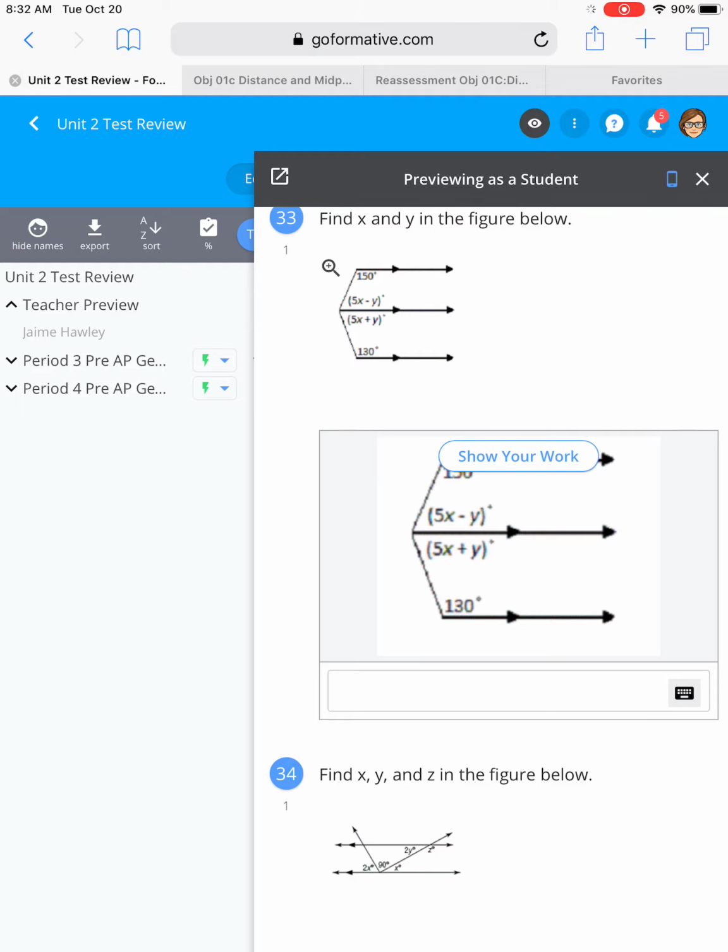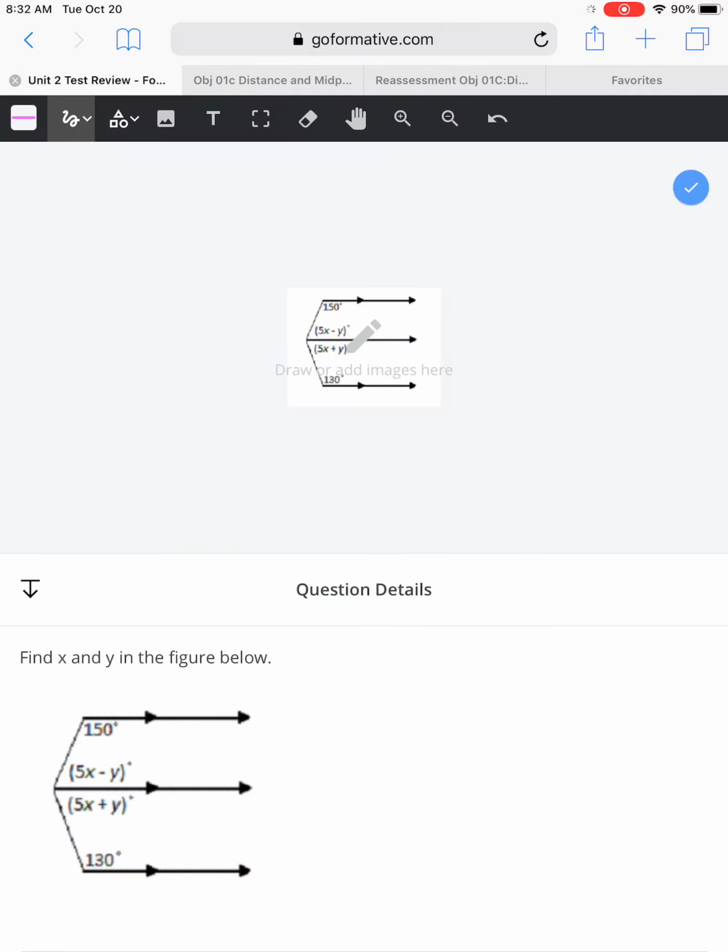Okay, last two. These ones are a little bit rough. This one here does require a lot of algebra. We're going to set it up the same way though. These are consecutive interior angles on parallel lines. So I know that 5x minus y plus 150 is equal to 180. Which is not particularly helpful.